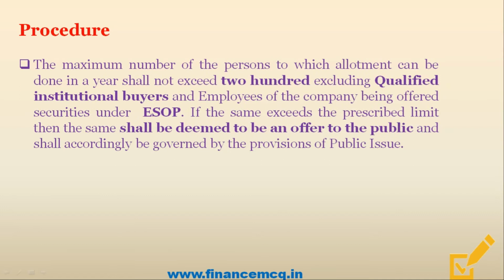Now friends, let's move on and study the procedure related to private placement. So friends, remember that the maximum number of persons to which allotment can be done in a year shall not exceed 200 excluding qualified institutional buyers.